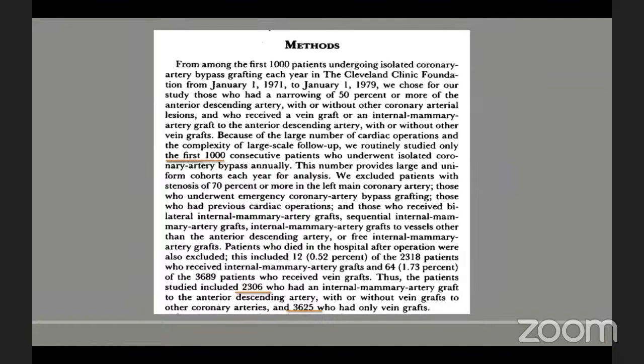The method: from among the first 1,000 patients undergoing isolated coronary bypass grafting each year at the Cleveland Clinic Foundation from January 1, 1971 to January 1, 1979, they chose for this study those who had narrowing of 50% or more of the anterior descending artery with or without other coronary arterial lesions, and who received a vein graft or an internal mammary artery graft to the anterior descending artery with or without other vein grafts.